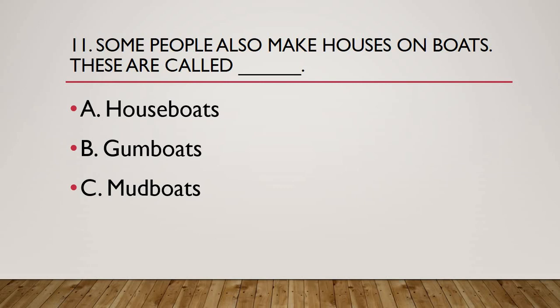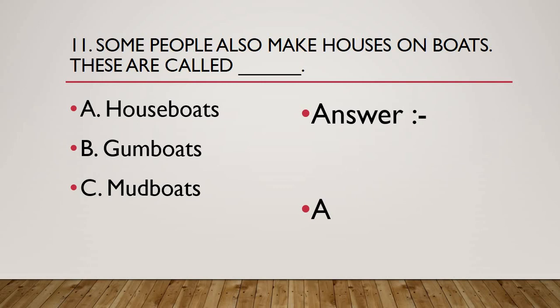Yes, these houses do not mean the cruise ships. Just make it clear. The houses on the boat do not mean the cruise ship, which has 10 to 11 floors and hotels and so on. No, those are traveling ships. Houses means residents. So is it mud boats, gum boats, or house boats? Just select one option randomly and we will see which is the correct answer. Okay. So the correct answer is option A, houseboats.